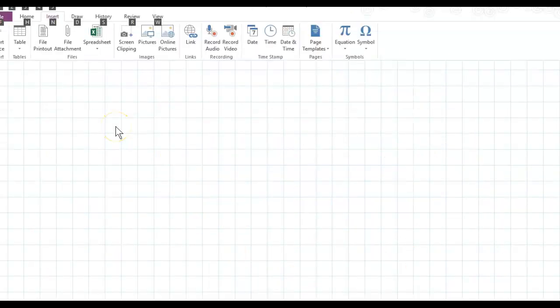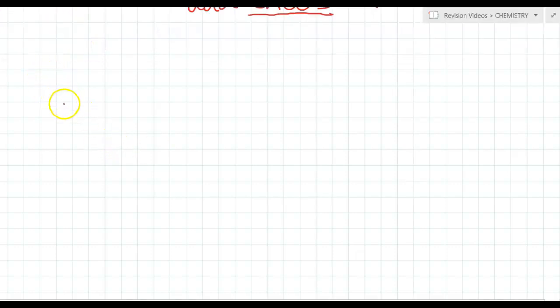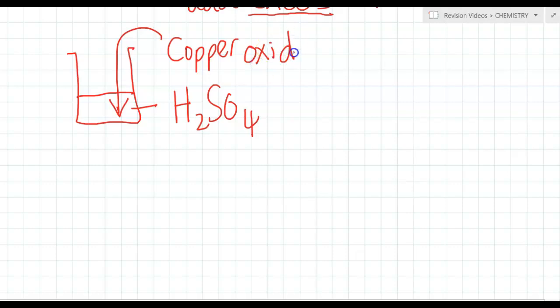Okay, so let's talk about the required practical. So we might end up with questions that introduce you to this practical, and you will all have done this at some point in school. You will have taken an acid. We probably use sulfuric acid. You will have added to the acid copper oxide, which is a base and is an insoluble base.